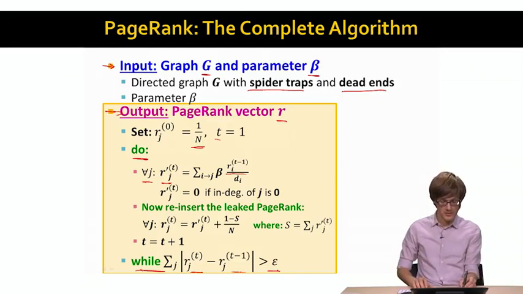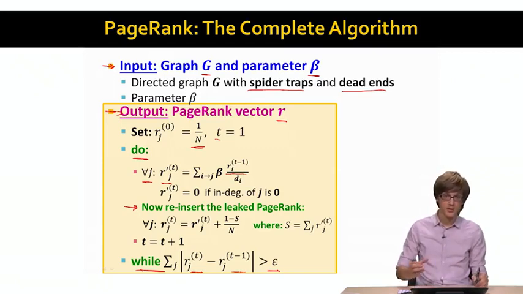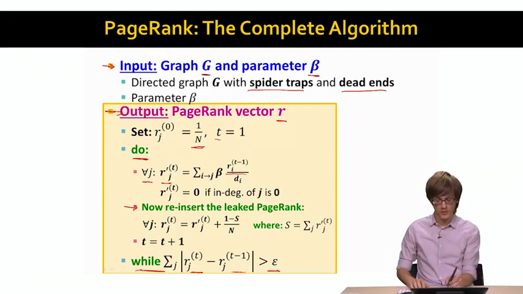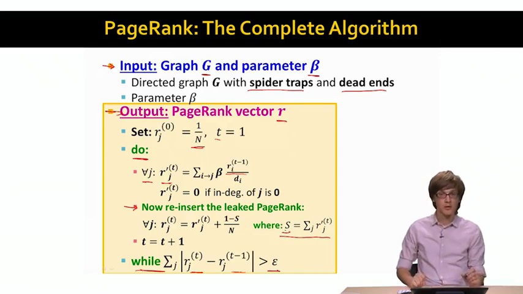Then, of course, if we have dead ends, the PageRank will leak out. So now we need to figure out how much of the PageRank has leaked out, and then reinsert the missing PageRank scores into our rank vector. What we do here is the following. We compute the sum of the components of our PageRank vector R so far. We call this S. We expect S to be less than 1, which means that 1 minus S amount of PageRank has leaked out. We want to take this and evenly insert it into every entry of R.